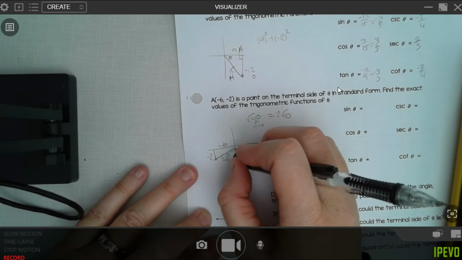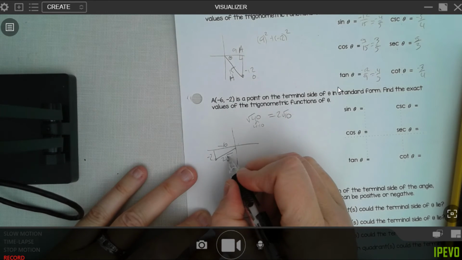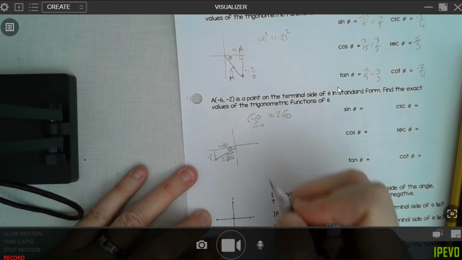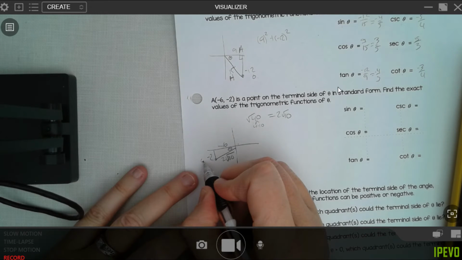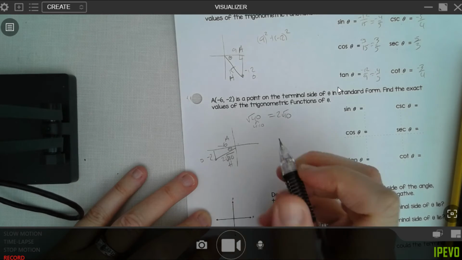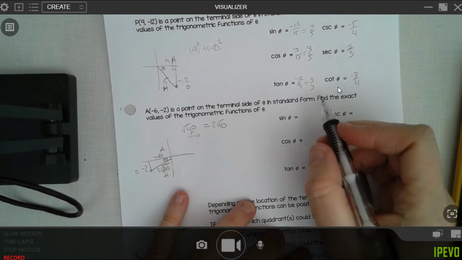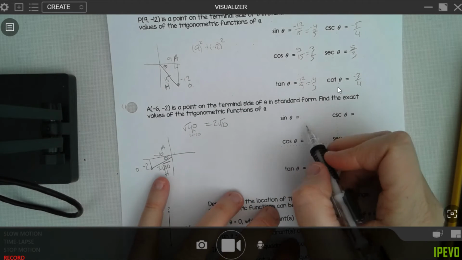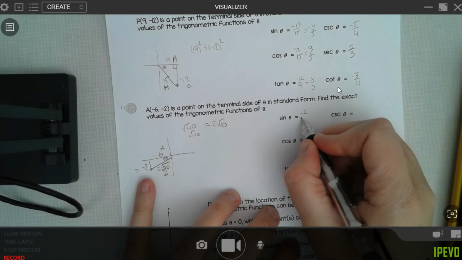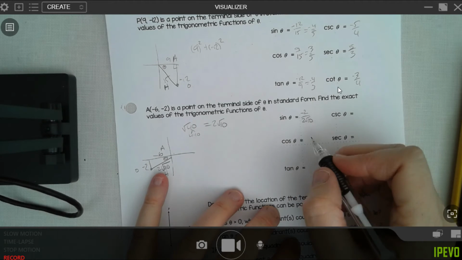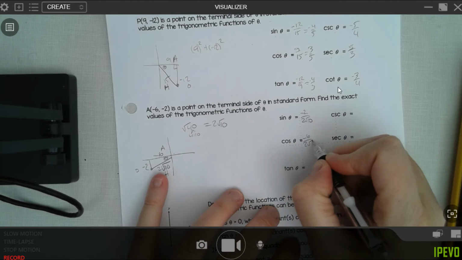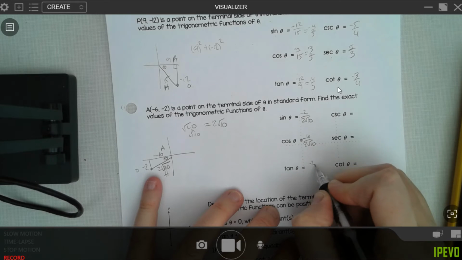That looks ugly. Let me erase this real quick. 2 square root of 10. And here's the angle right there. So from this angle, this is your opposite, that's your adjacent, and that's your hypotenuse. So your sine of your angle is going to be -2 over 2 radical 10. Cosine is -6 over 2 radical 10. And tangent would be -2 over -6.